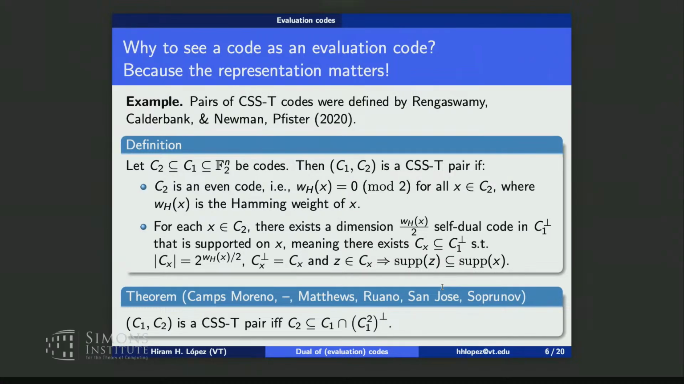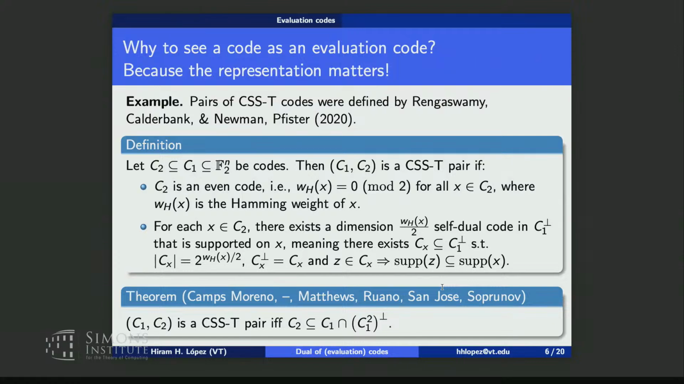It turns out that the same definition that you see there about CSS-T pairs can be written in just this very simple thing. Okay? So all that is written here, C2 inside of C1, reduces to this. And now you can find pairs of codes. So the representation matters, okay? And if you want to find a CSS-T pair using this definition and the computer, I don't know how you can do it, but here it's very simple.